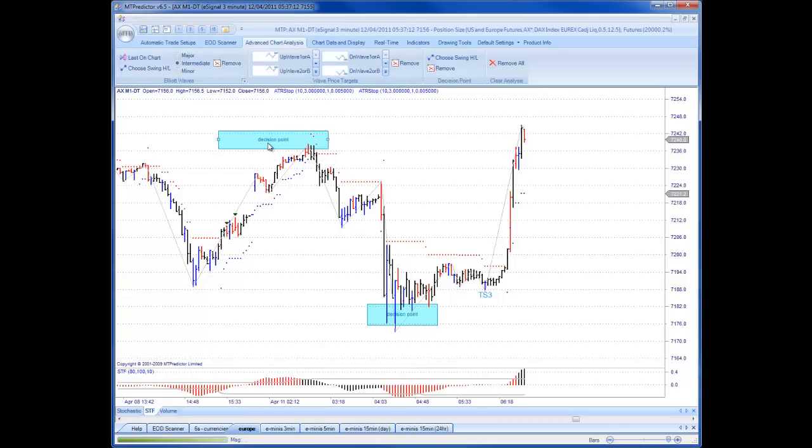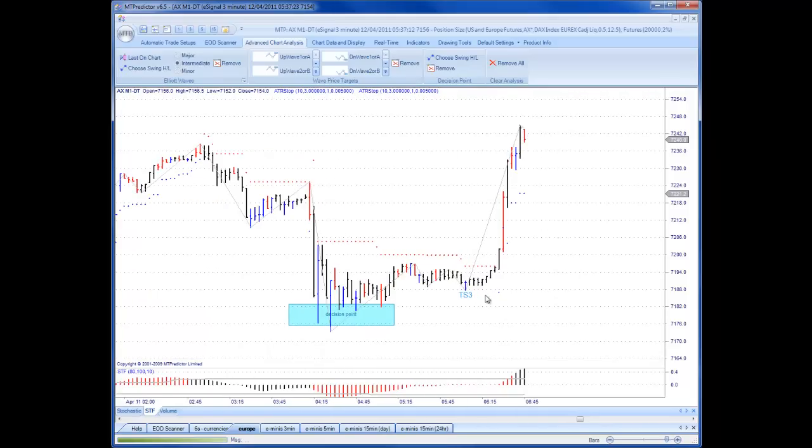But that's not the one I want to look at. The one I want to look at is this decision point here. So here we had a major bottom, an initial rally down into an ABC correction for a TS3 setup.